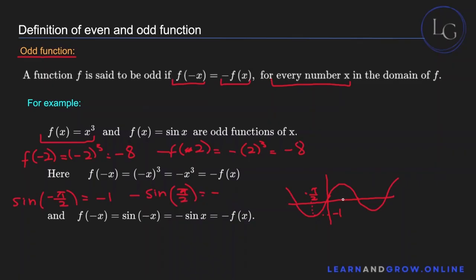Well, positive pi by 2 is here. And that yields a result of 1. So that becomes negative, which is the negative from this sign here, and sine pi by 2 is equal to 1. So that is equal to negative 1. This and this are equal, and that fulfills the condition of an odd function.